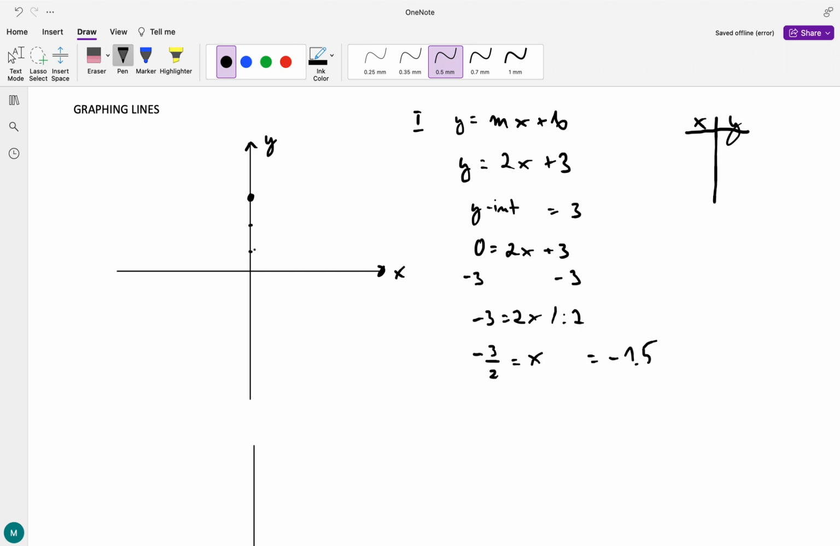So it will be exactly halfway between -1 and -2. I'm sorry, -1 and -2. So if that's -1 and that's -2, this is going to be exactly in between. And now all you have to do is connect these 2 points. Okay, so that's how you graph a line when you are working with the slope-intercept form.